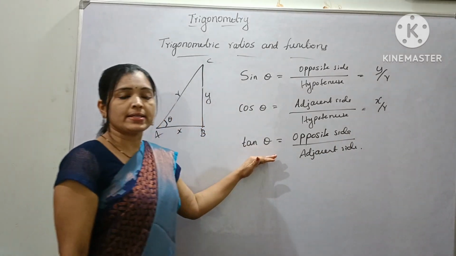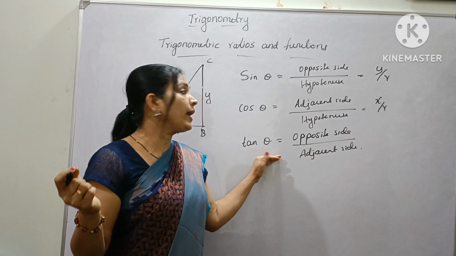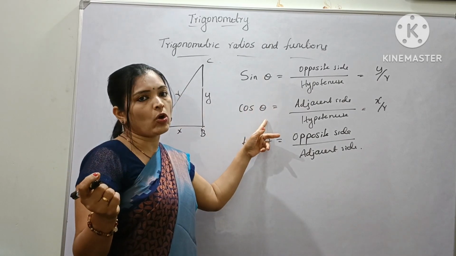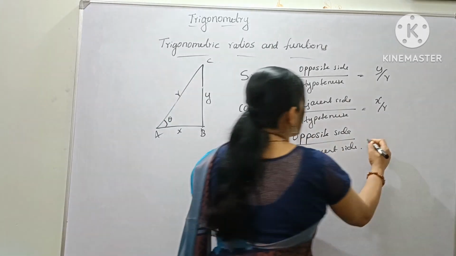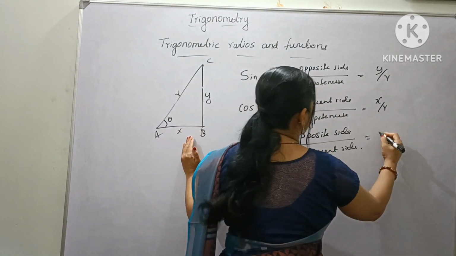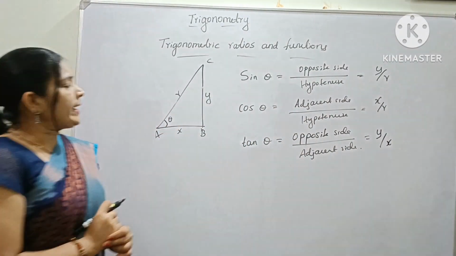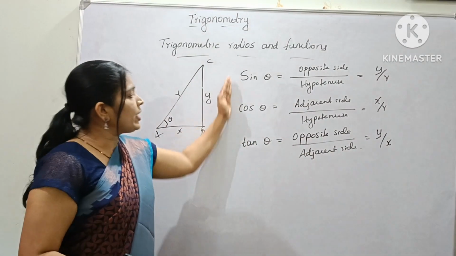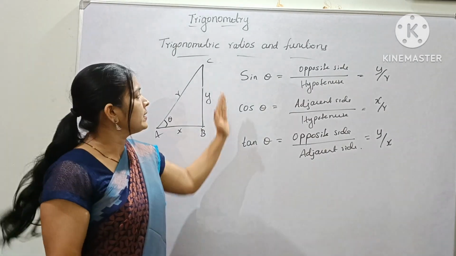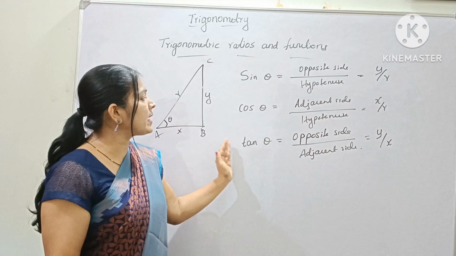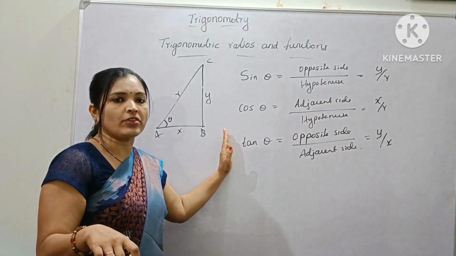Actually, tan theta is the ratio of sine and cos, that is sine theta divided by cos theta. So we will get opposite side divided by adjacent side, that is equal to y divided by x. Next, these three functions, sine theta, cos theta and tan theta, have three reciprocal functions.